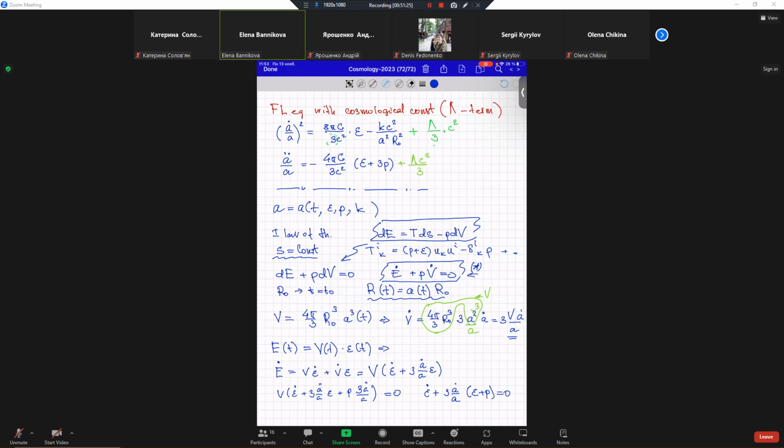So this equation which we obtained, this is the equation of, it's better to say, of matter. What is a matter? Just a second.